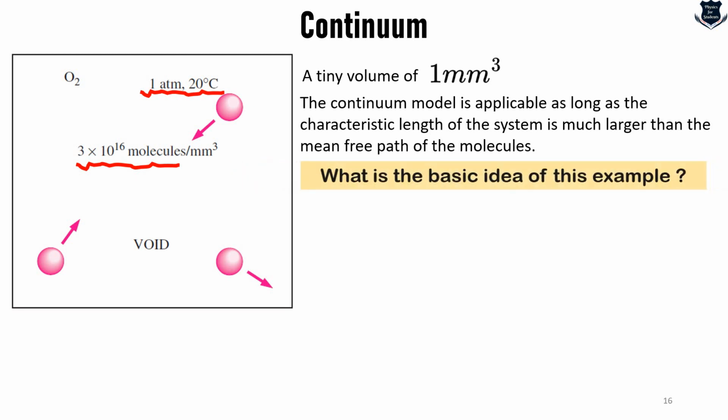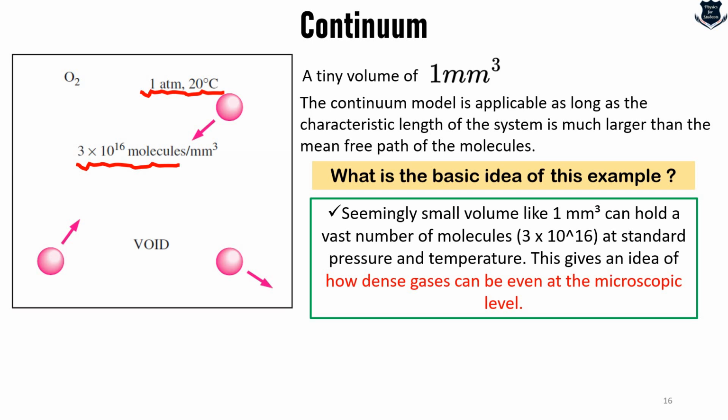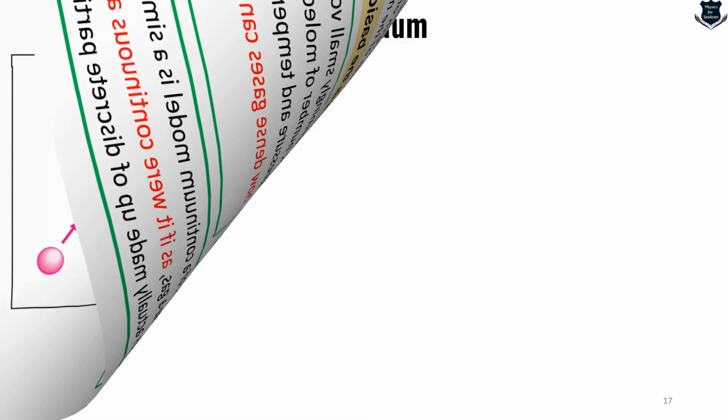So what am I trying to make out? What is the basic idea of this example? What I'm trying to say is this. A seemingly small volume of 1 mm³ can hold a vast number of molecules at standard pressure and temperature, and this gives you an idea of how dense a gas can be at the microscopic level. Also, the continuum model is a very simplified way of treating a material like a gas as if it were continuous and smooth, even though it is actually made up of discrete particles or molecules.